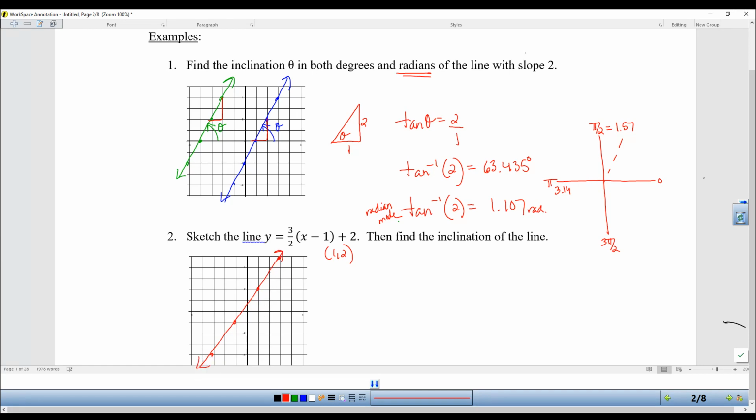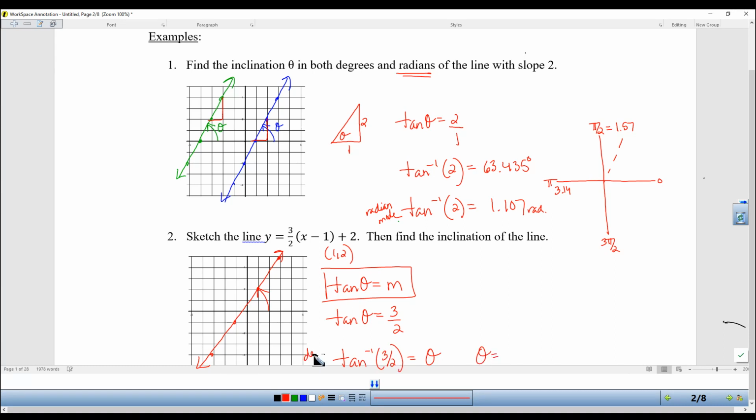So I want this inclination right there. Well, I know that the slope is 3 over 2. So tangent of theta is equal to m. This is going to be your key formula. Tangent of theta is equal to 3 over 2. How do we find that? This one doesn't ask for both degrees and radians, so honestly, I would stick with degrees because it's something that you understand better. Type that into your calculator, inverse tangent of 3/2.